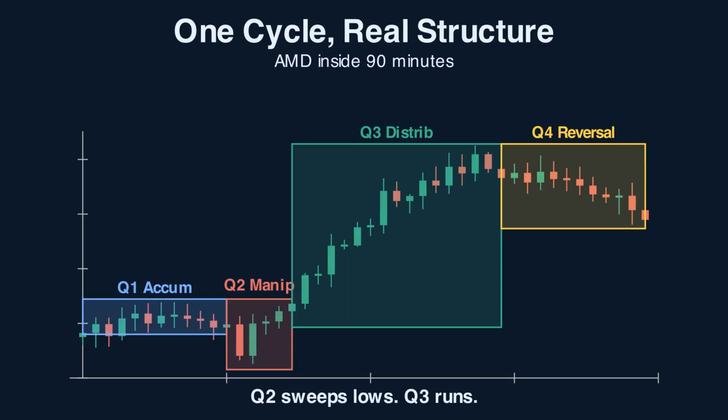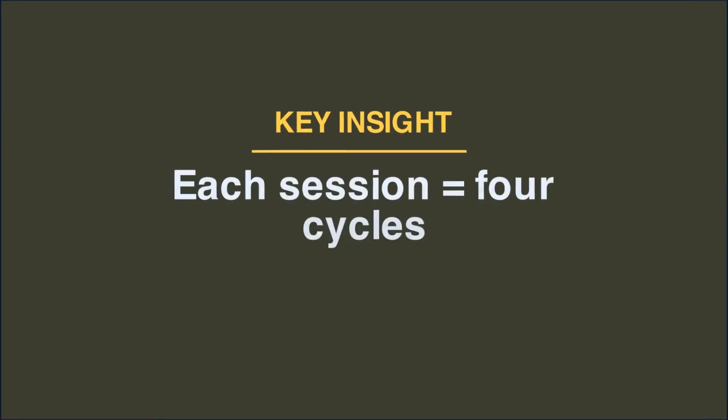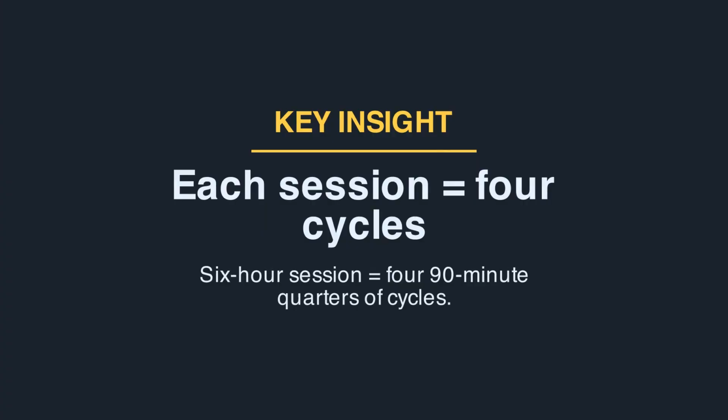If you entered on the Q2 sweep instead of after it, you got run over. If you waited for the Q3 expansion, you caught the real move. Here's how it scales. A 6-hour regular session contains 4 full 90-minute cycles. Each cycle has its own AMD, but the cycles themselves stack into a higher time frame AMD across the day.